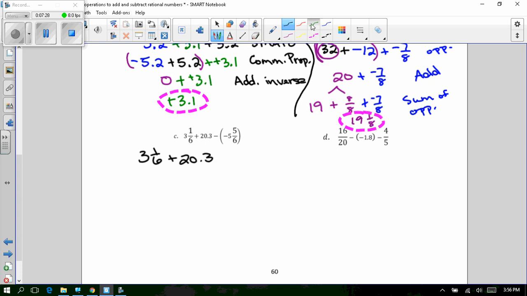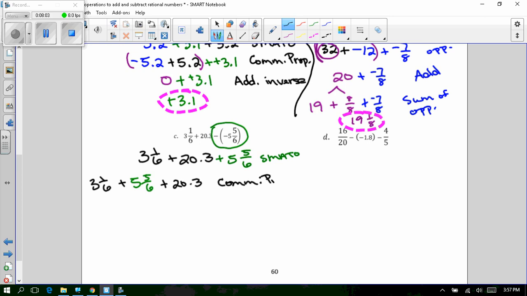So let's do 3 1/6 plus 20.3. And what happens when you have subtraction? Subtraction means add the opposite. So I'm going to add positive 5 5/6. Okay. So I'm now going to rearrange this. This is, by the way, SMATO. I'm going to rearrange these into 3 1/6 plus 5 5/6 plus the 20.3.